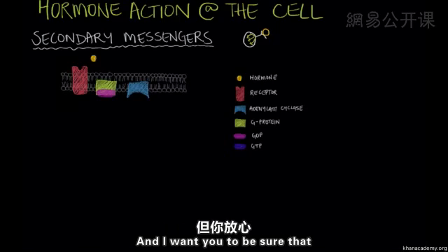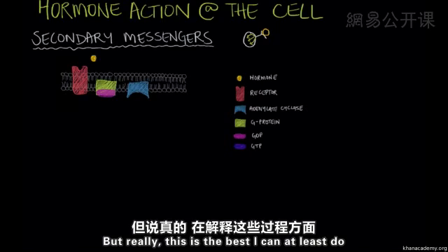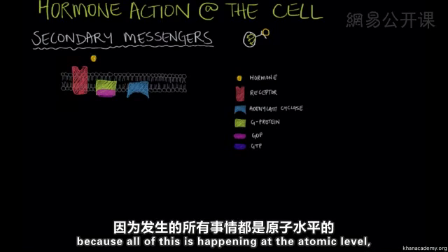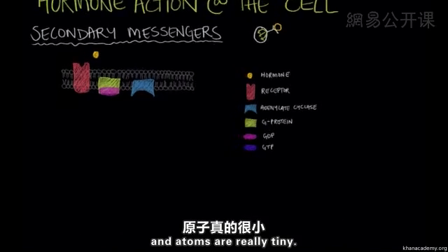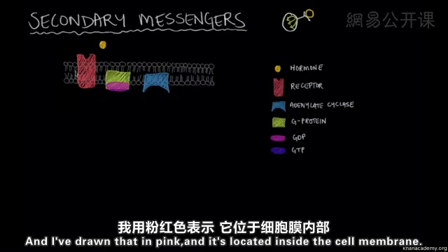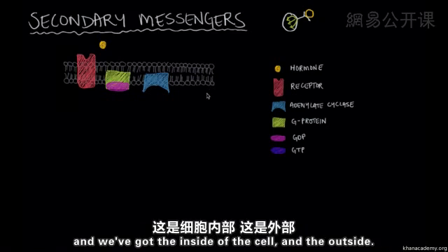And I want you to be sure that these drawings are not to scale in any way, but really this is the best I can at least do in explaining the process, because all of this is happening at the atomic level and atoms are really tiny. But anyway, what we have in this picture is a receptor, and I've drawn that in pink, and it's located inside the cell membrane. So this is the phospholipid bilayer of the cell membrane, and we've got the inside of the cell and the outside.